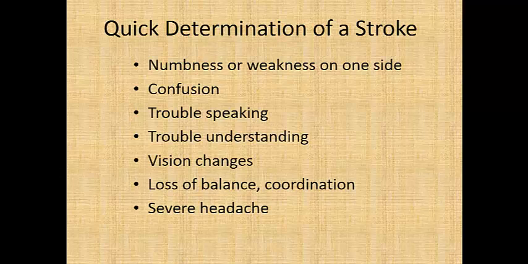So a quick determination of someone having a stroke is essential because we need to act very quickly to try to prevent deficits that are irreversible. So again, numbness or weakness on one side, confusion, trouble speaking, trouble understanding, if someone has visual changes, loss of balance or coordination, if they complain of a severe headache, especially a severe headache and their blood pressure is high, you really need to treat that quickly to prevent them from having a stroke, and you need to assess them to make sure that they're not having a stroke.